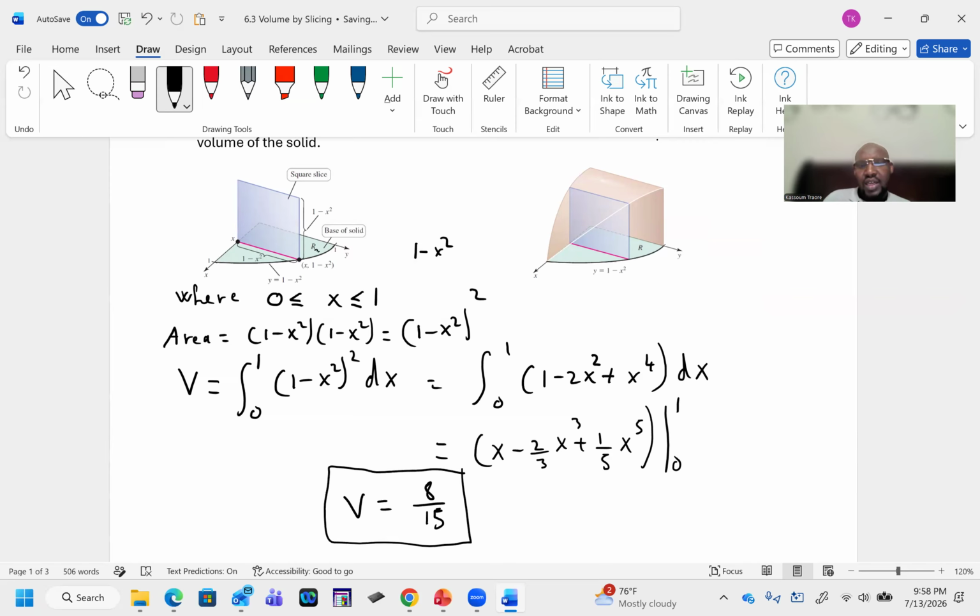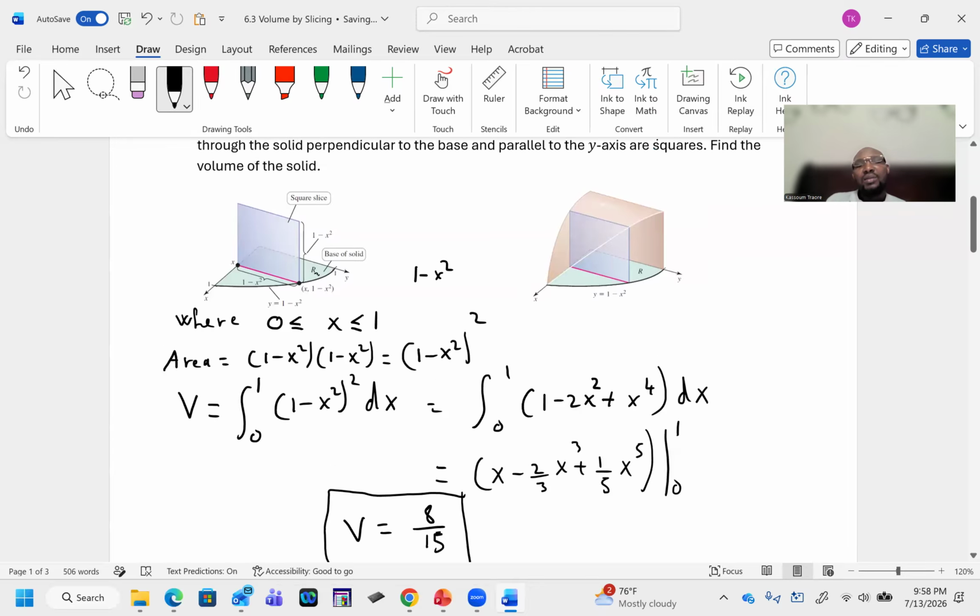Don't worry, you will not be asked to graph, but you need to know how to find the limits, because by looking at this one, x cannot be negative, so we start from 0 to 1. Same thing, okay? Let's move to the next one.